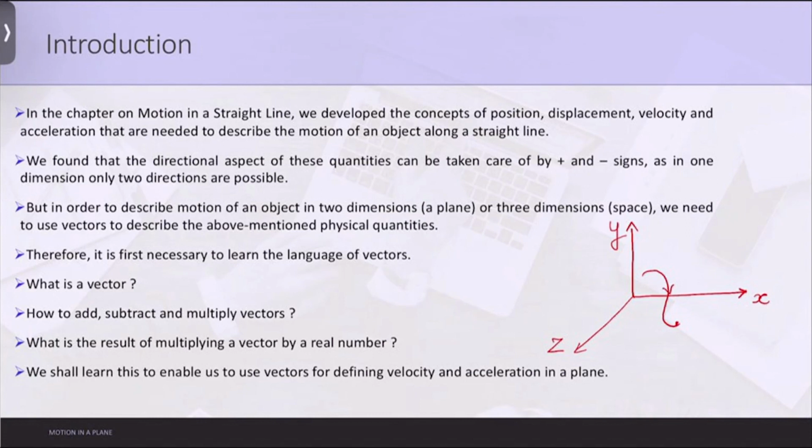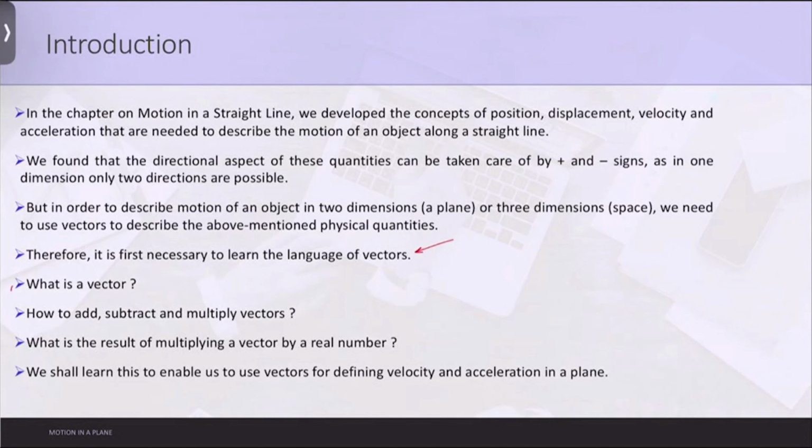So we need to use vectors. Okay, so a new thing has come up. When do we need to use vectors? We need to use vectors when we are working in two dimensions and three dimensions. We needed to use vectors in one dimension also, but that was a very easy or basic version of the use of vectors. Here, the majority of the strength, the conceptualization, and the calculations involved will be based on understanding vectors properly. Therefore, it is first necessary to learn the language of vectors.